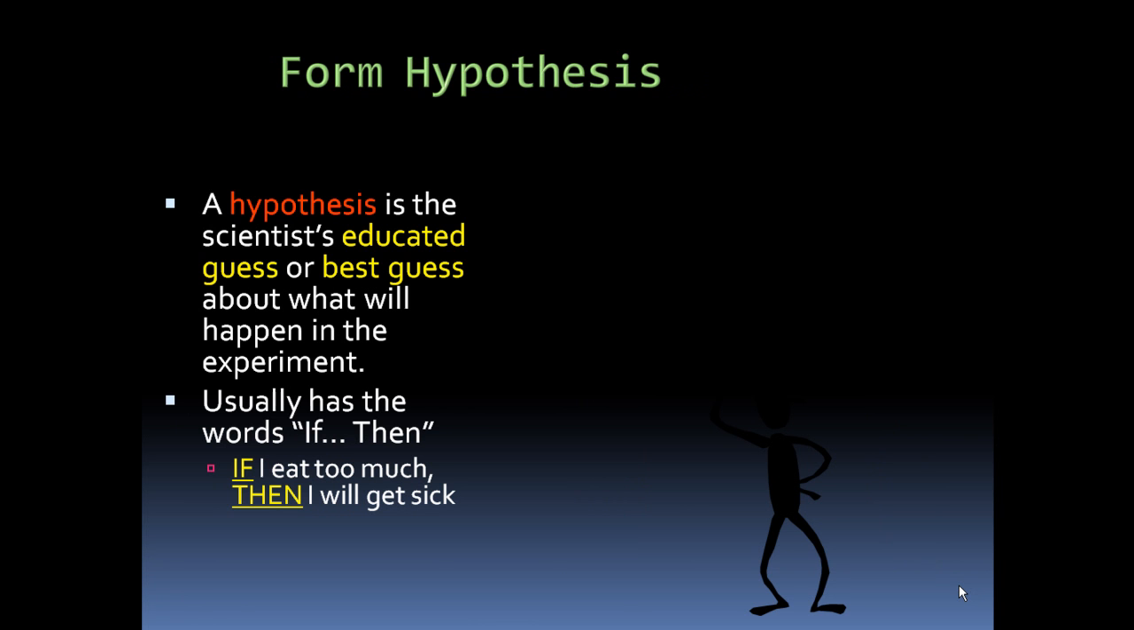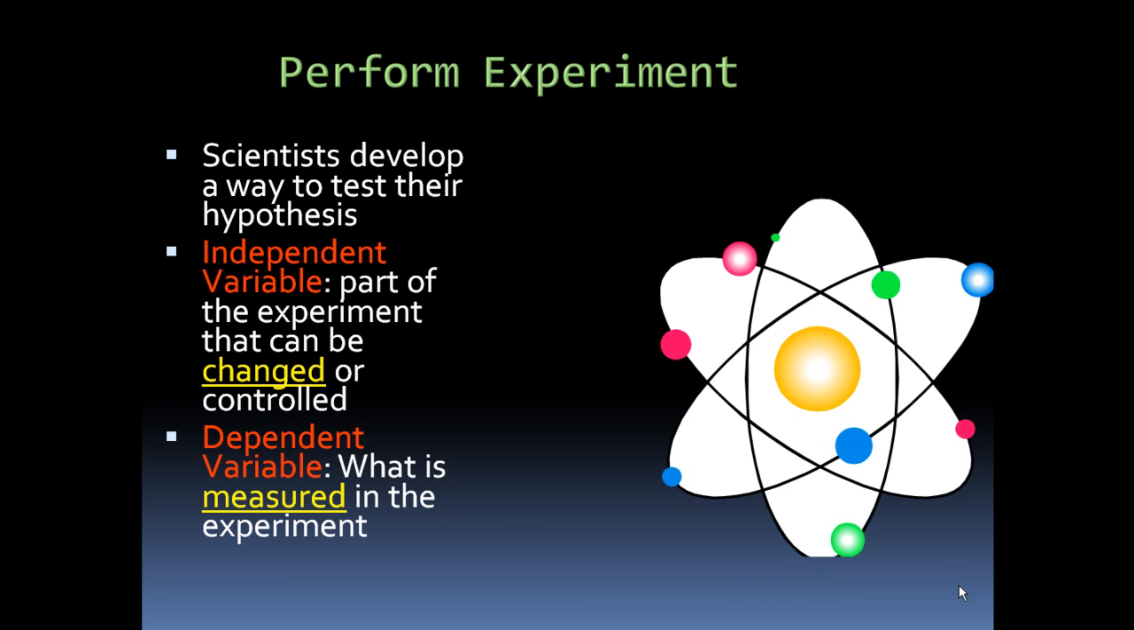Once you gather the information and you become educated about this topic, you can come up with a guess about how to solve it. Usually if you have a hypothesis, you have the words if and then in there. So if I eat too much, then I will get sick. Or if I eat vegetables, then I will not get cancer. So this is just basically your best guess based on the research that you've done.